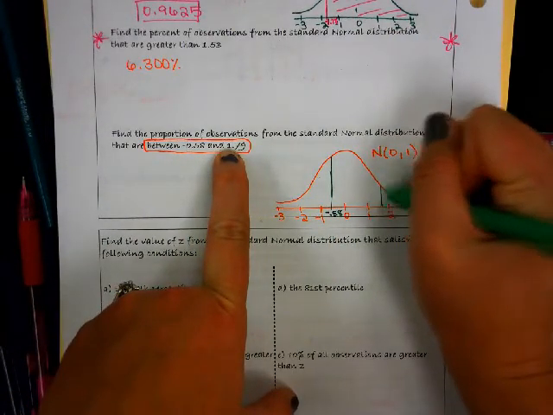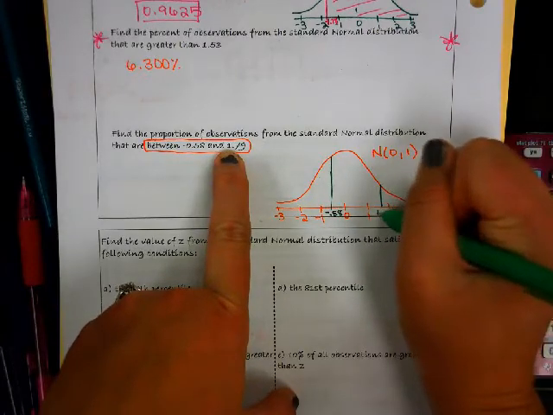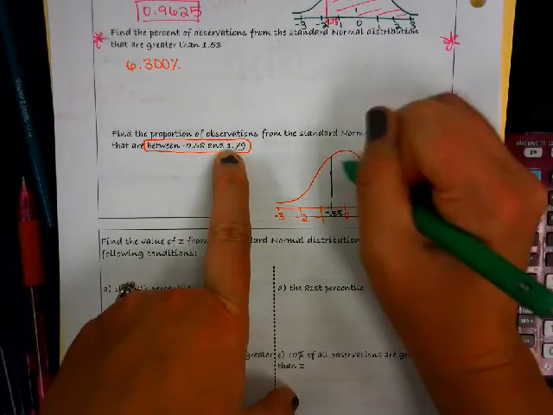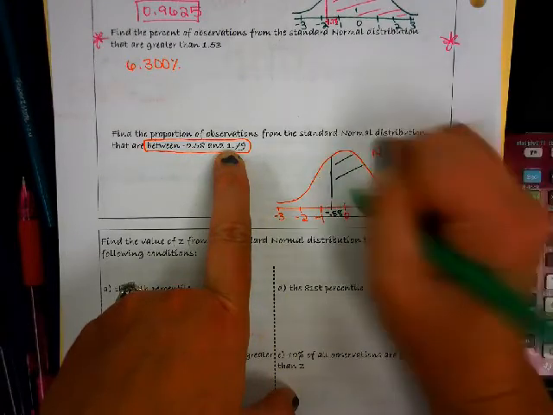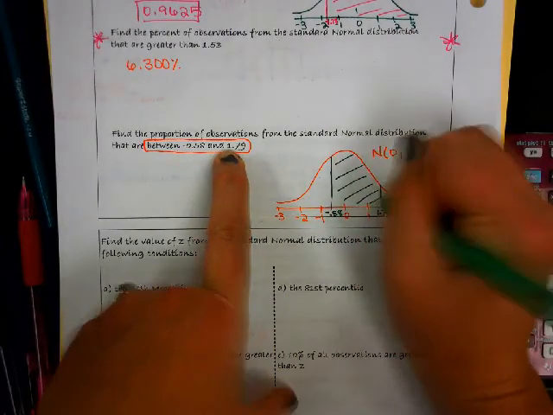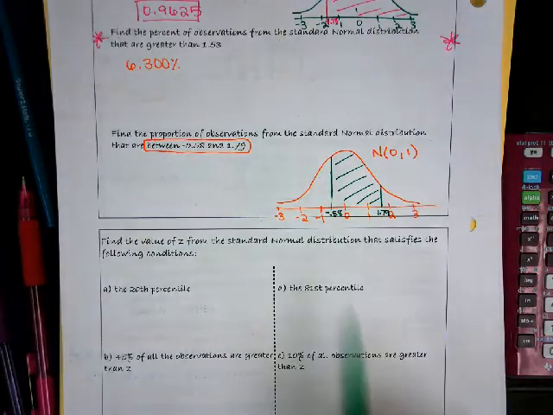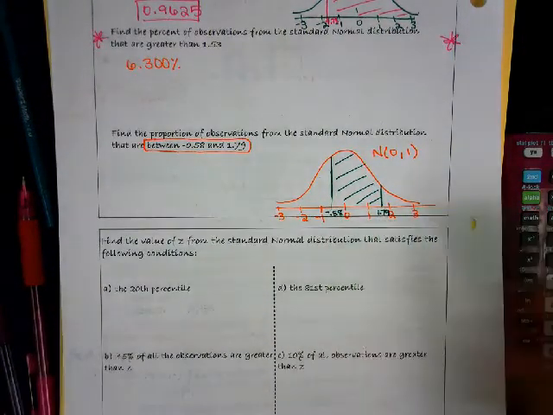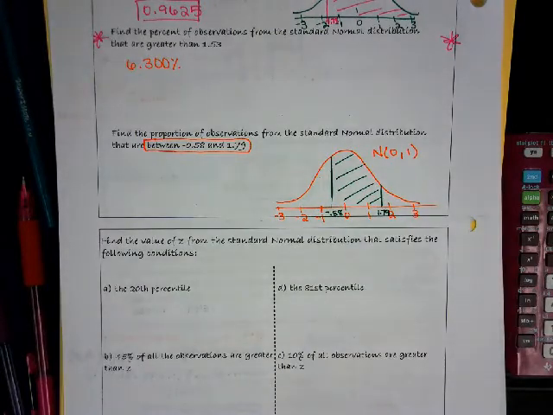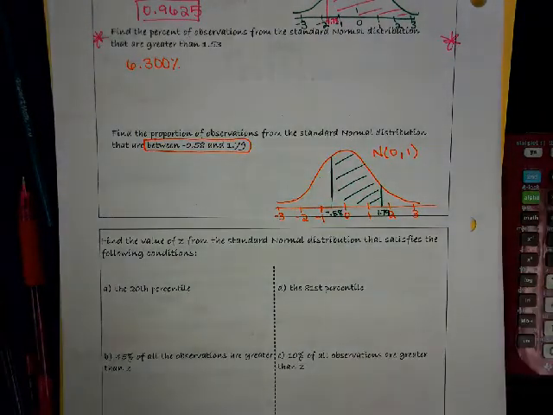So we want to find the proportion between. So we're looking at the shaded area being between those two numbers. So this time the problem gives us our lower bound and our upper bound. We don't have to use that 1e to the 99. So we're going to do normal CDF.